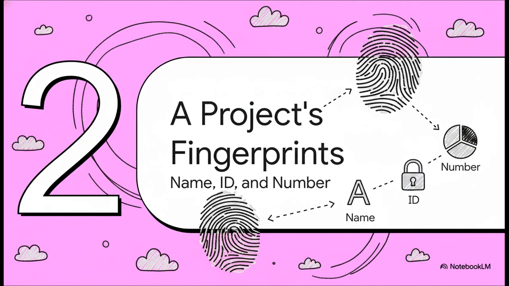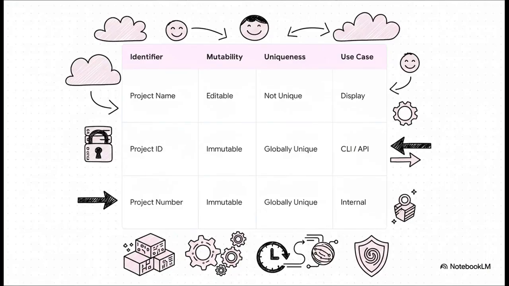Okay, so let's get into the nitty-gritty of how a project is actually identified. Every single project has not 1, not 2, but 3 distinct identifiers. Think of them like its unique fingerprints. And I gotta tell you, this is super important to get right, especially if you're studying for any of the GCP certifications. Let's break this down.